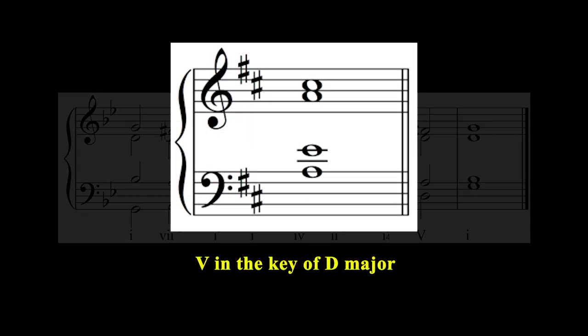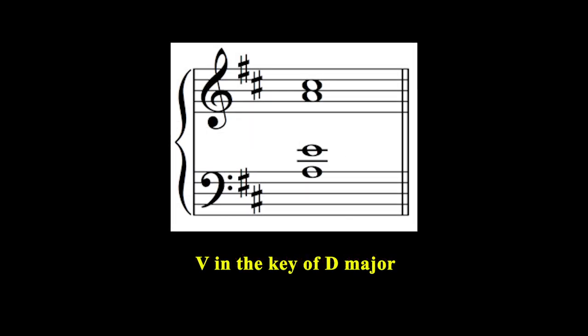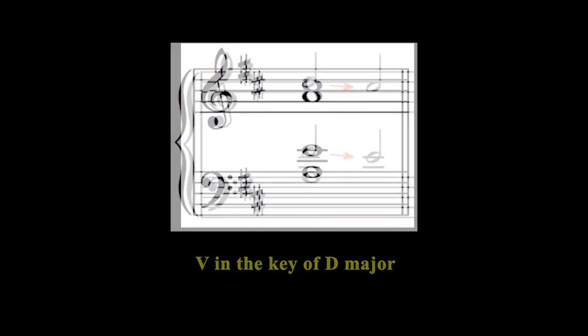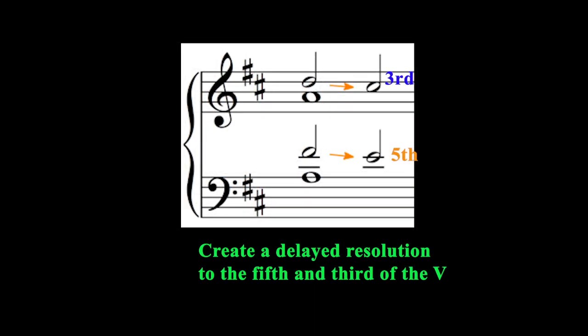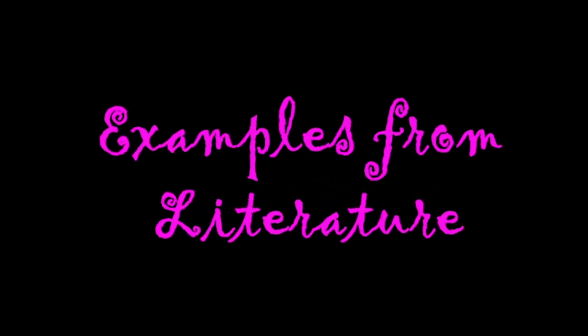Let's try a different key. Here in the key of D major, we have a V. The best approach for writing a cadential 6/4 is to write the V first, and then delay the resolution to the 5th and 3rd by writing notes a 6th and a 4th above the bass. Now that you know how to write the 6/4, let's look at examples from the literature.